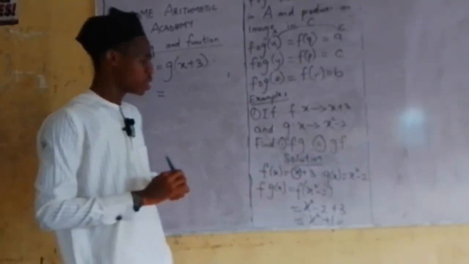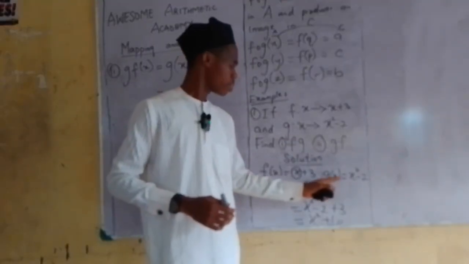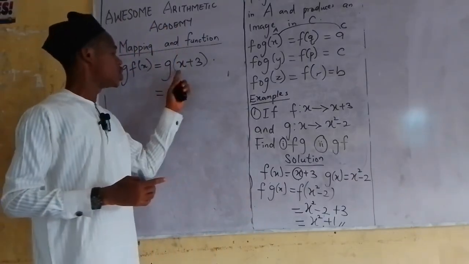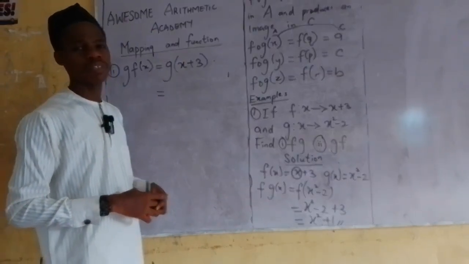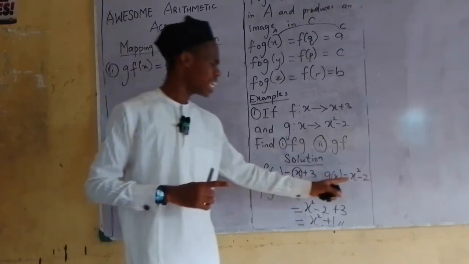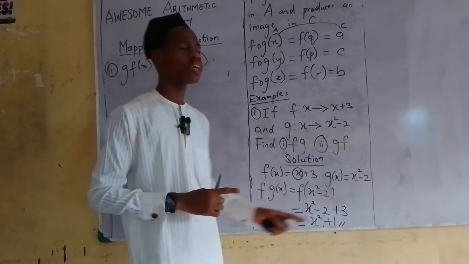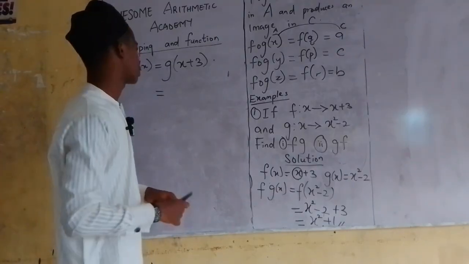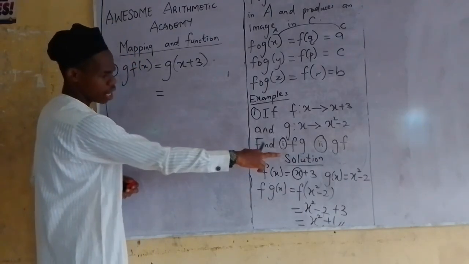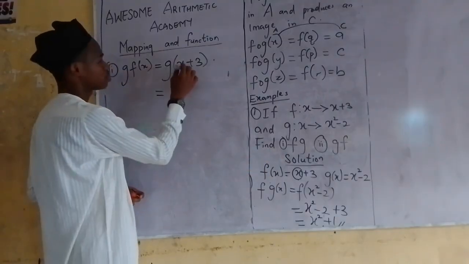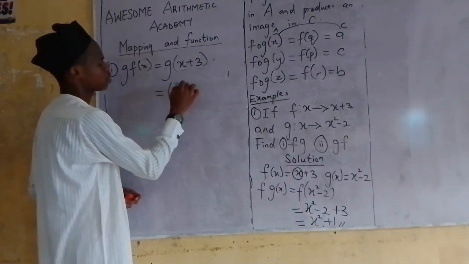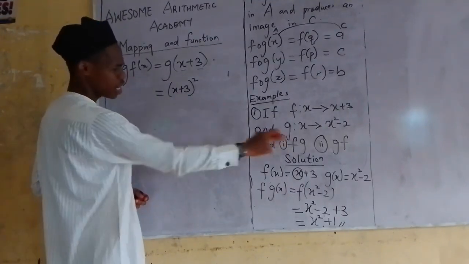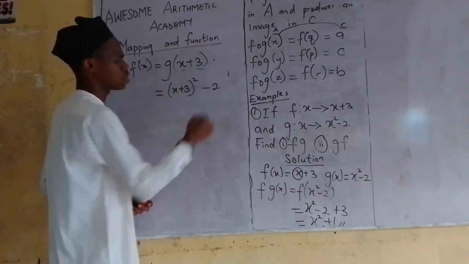What does that mean? Remember that g of x is x squared minus 2. Now that you are looking for g of x plus 3, that means that anywhere you are saying x under g of x, you are now putting x plus 3 there. So let's do that and see what we are going to have. g of x was x squared, so that means I will square this one now: (x plus 3) squared. I hope you are following. Then I was having minus 2 there, I will still put it here.